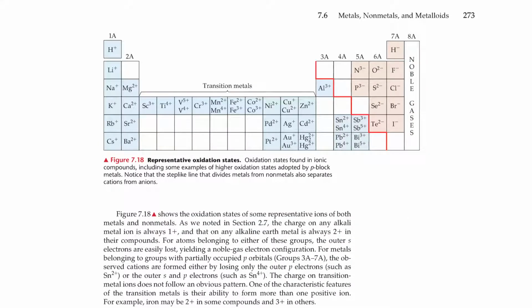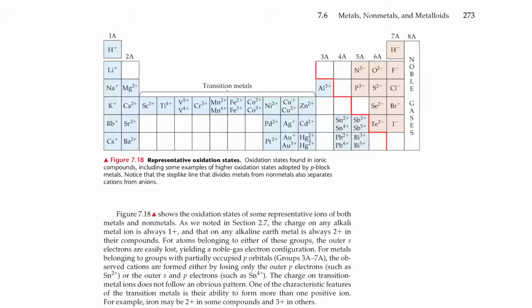Figure 7.18 shows the oxidation states for some representative ions of both metals and nonmetals. As we noted in Section 2.7, the charge of any alkali metal is always +1, and that of any alkaline earth metal is always +2 in their compounds. For atoms belonging to either of these groups, the outer s electrons are easily lost, yielding a noble gas configuration. For metals belonging to groups with partially occupied p orbitals, groups 3A through 7A, the observed cations are formed either by losing only the outer p electrons, such as 10-2, or the outer s and p, such as 10-4.